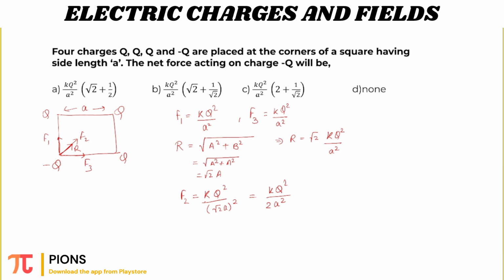So this is F2. So net force acting on minus Q charge will be F2 plus R, and F2 is nothing but K Q square by 2A square and plus K root 2 Q square by A. Now let's take K Q square by A square common, and we are left with over here as into 1 by 2 plus root 2, and that's nothing but option A. Understood?